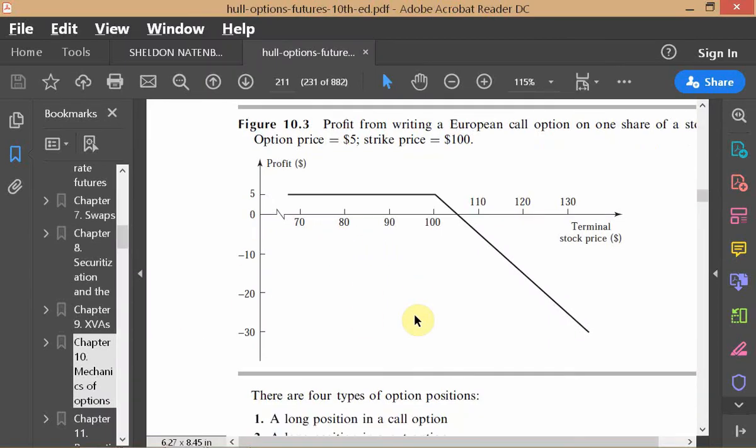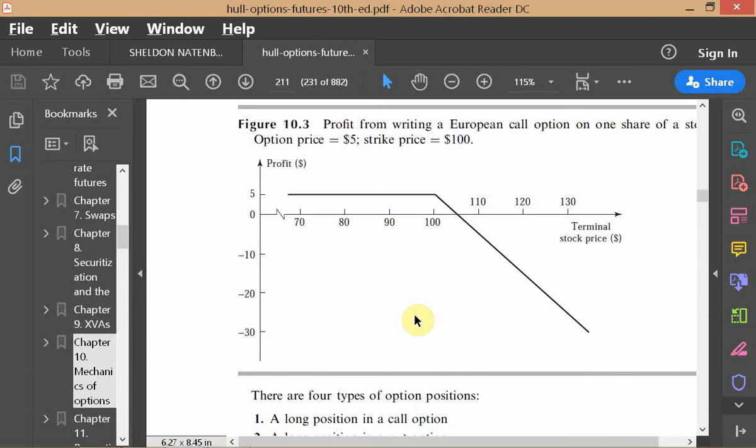yesterday. So you're going to go through the paper. I'm not going to cover this topic anymore. There are four types of diagrams, obviously. What are the four types of option positions? Short put, short call, long put, long call.